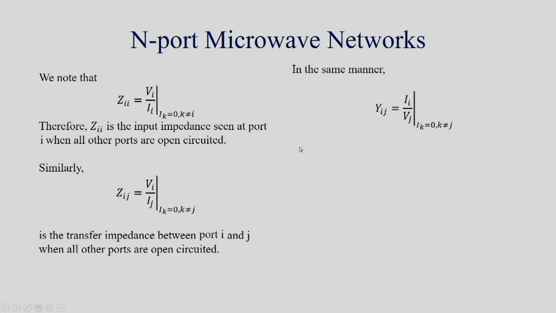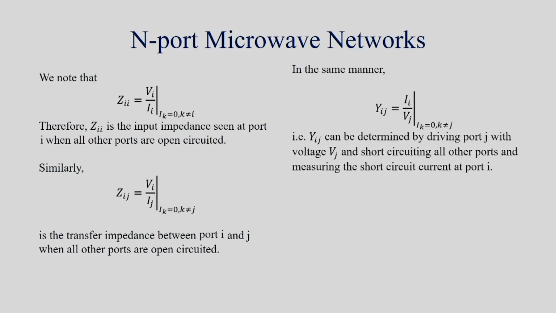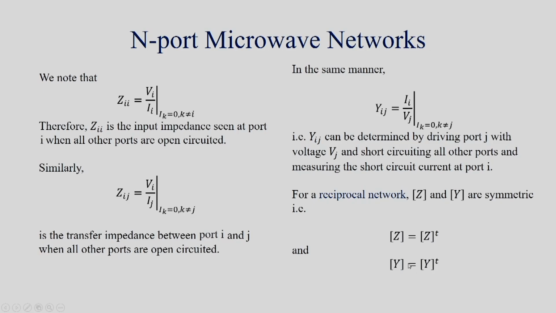In the same manner, we can find Yij, and you can determine it by driving port j with voltage Vj and short circuiting all other ports and measuring the short circuit current at port i. Now, for a reciprocal network, the impedance and admittance matrices are symmetric. That means we can write Z equal to Z transpose and Y equal to Y transpose.